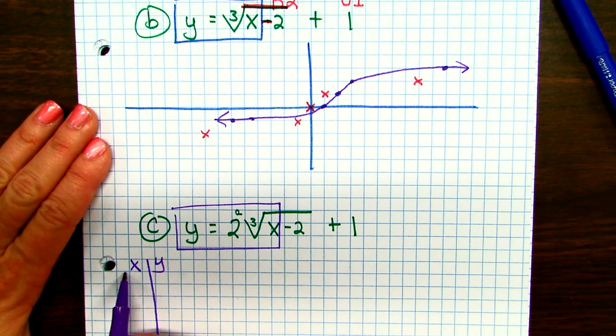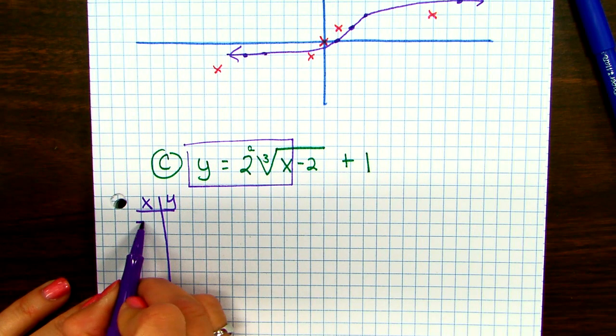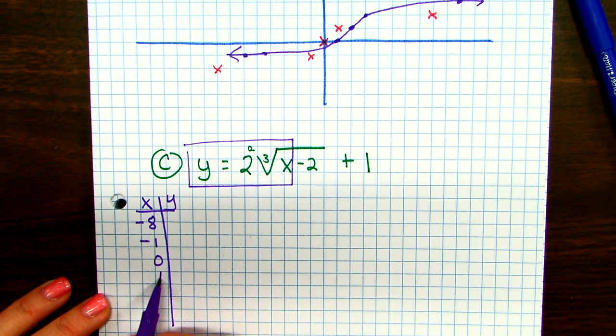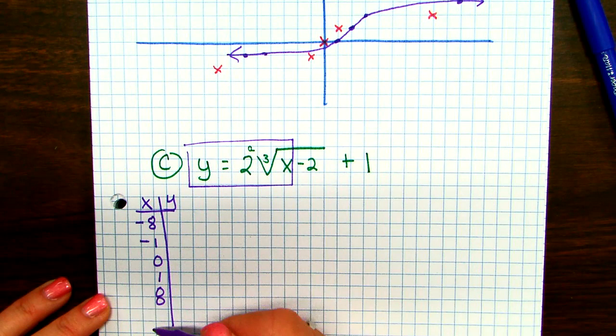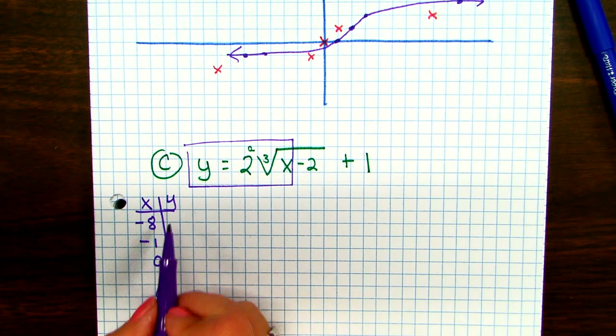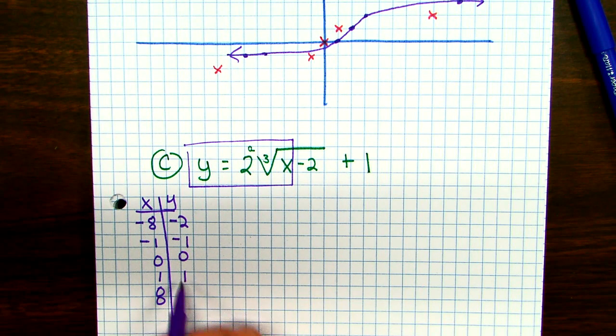So in our XY chart for this, we're not just using 0, 0, 1, 1, or 2. We're using -8, -1, 0, 1, and 8. Those are the points that we're graphing. And it doesn't matter what order you put them in, really. All right, those are the points we've been graphing for our X's.